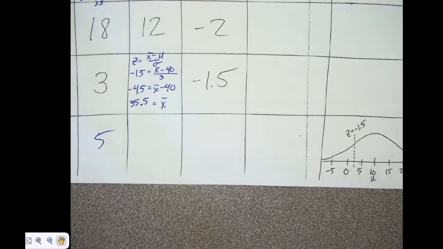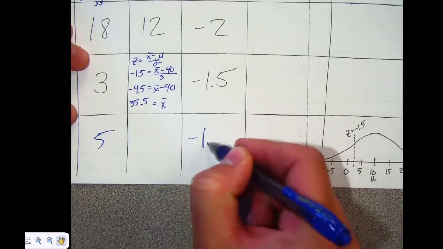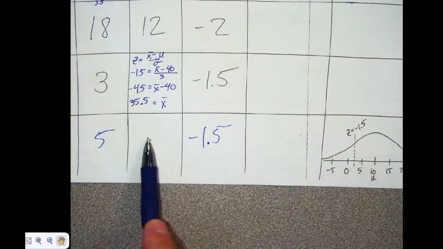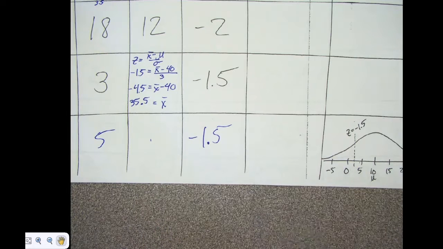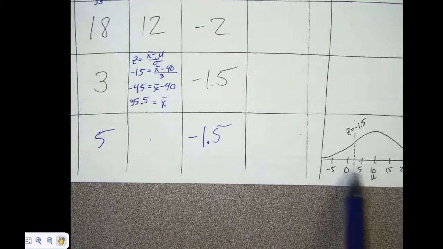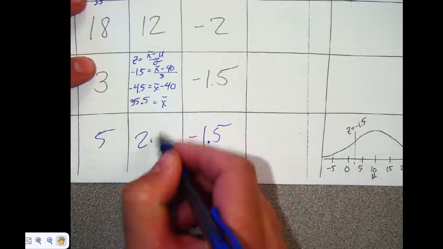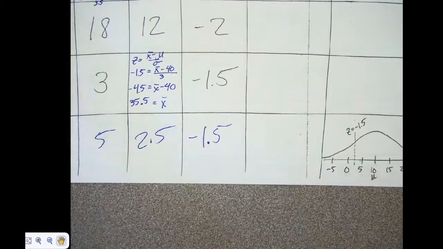And then the z-score is -1.5 at x bar. You can kind of tell. But if you couldn't tell, then you could work out the formula. But what's right in between 0 and 5? It's 2.5, right? And then you can find the percentile. Do you see what I'm doing with that one?